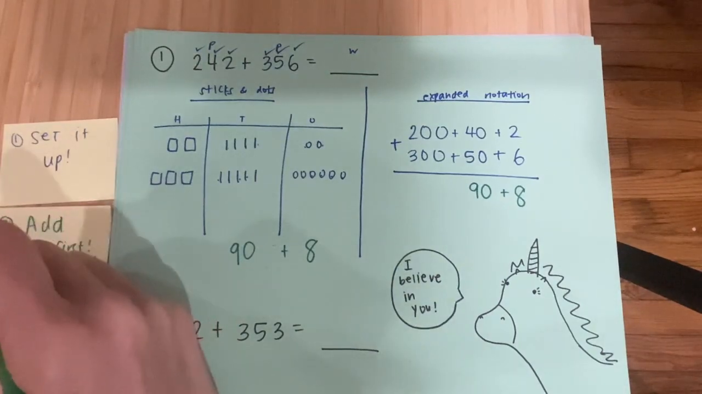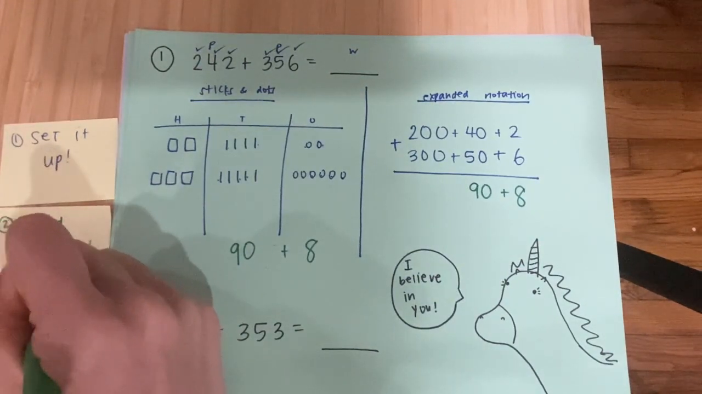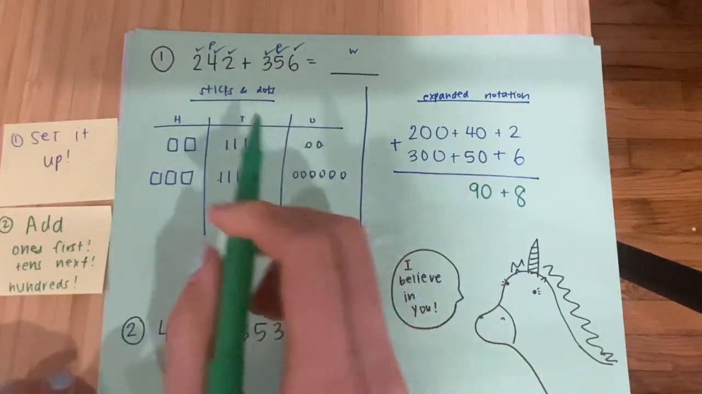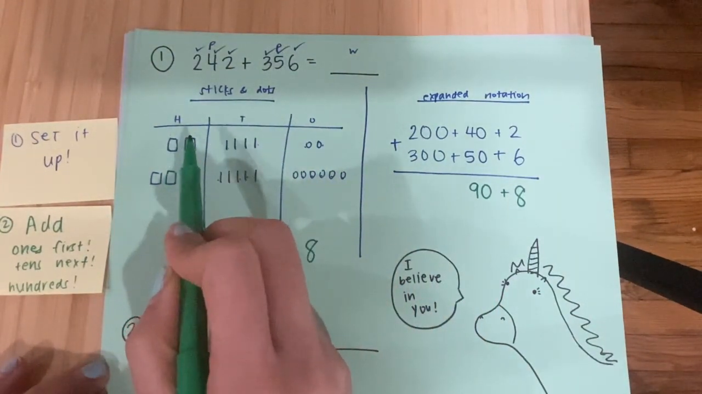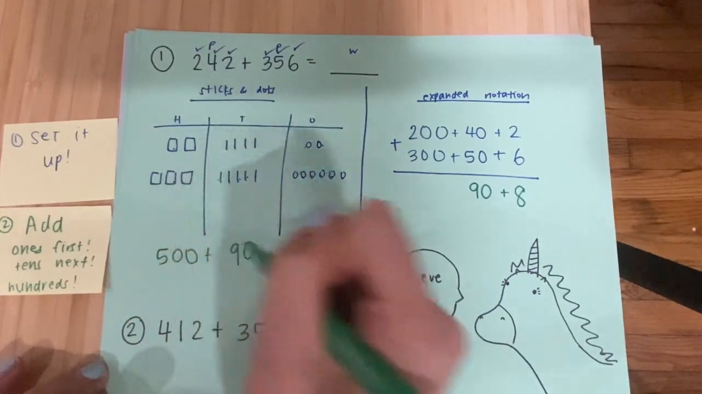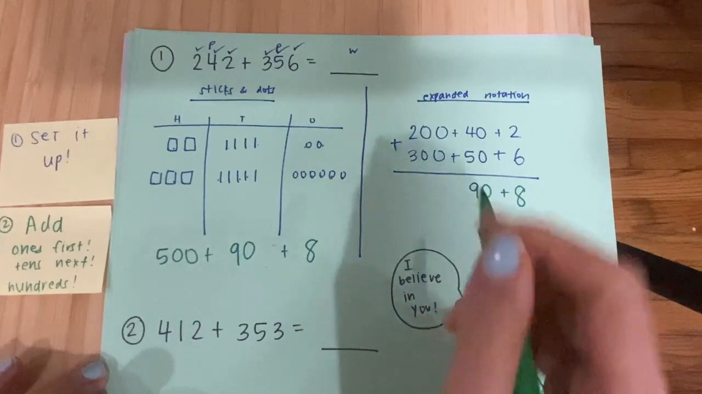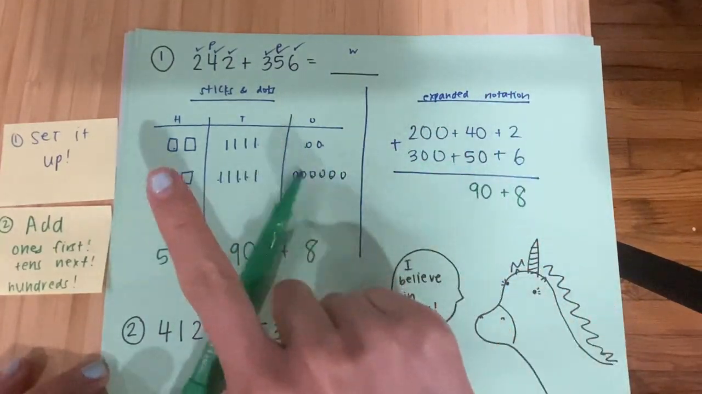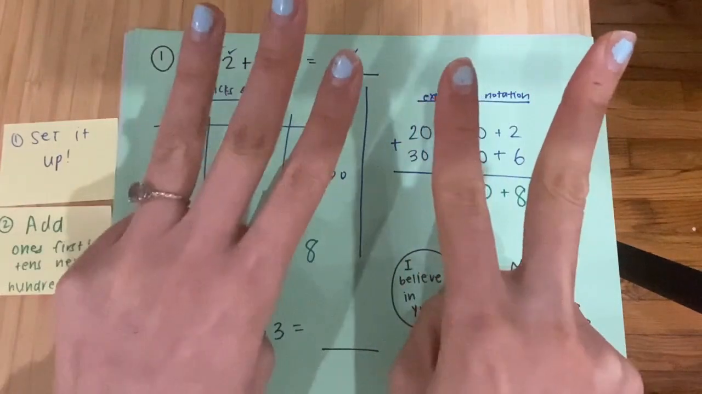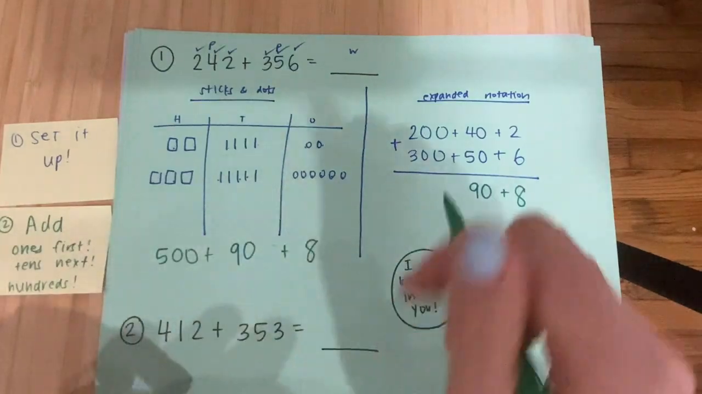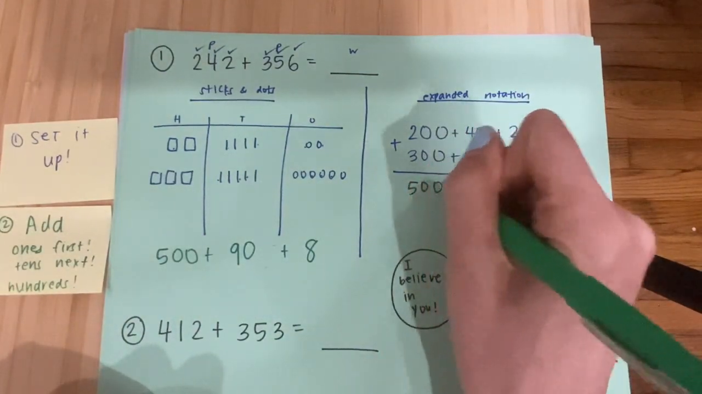My last step is my hundreds. Okay, let me add my hundreds. I'll do my sticks and dots first. 1, 2, 3, 4, 5. Let me add my hundreds. 200 plus 300. That's 200s plus 300s. That's 1, 2, 3, 4, 5 hundreds. So I'm going to write 500.